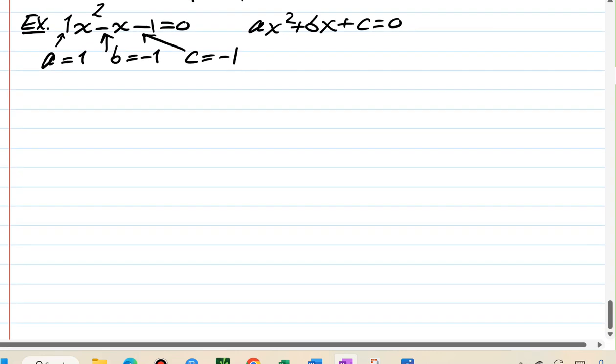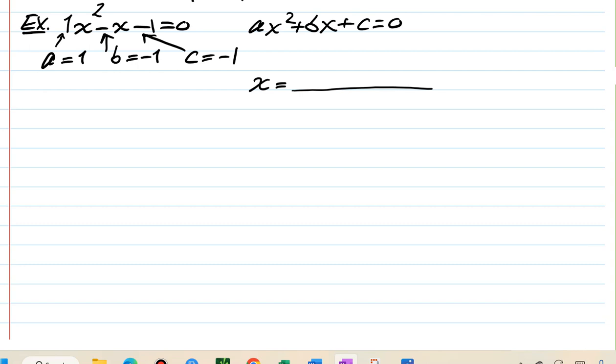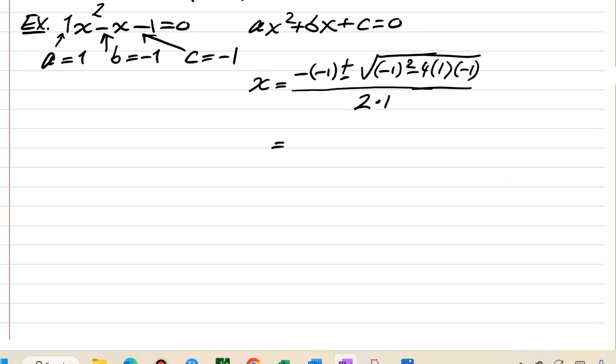Good. Now we can just go to our formula. The solution x is negative b, that's negative of -1, plus or minus the square root of b squared, that's -1 squared, minus 4a, and c is -1, divided by 2a, that's 2 times 1. So negative of -1 is 1 plus or minus the square root of 1 squared, -1 squared is 1, minus 4 times 1 times -1 is -4, and the negative in front of 4 makes positive 4.